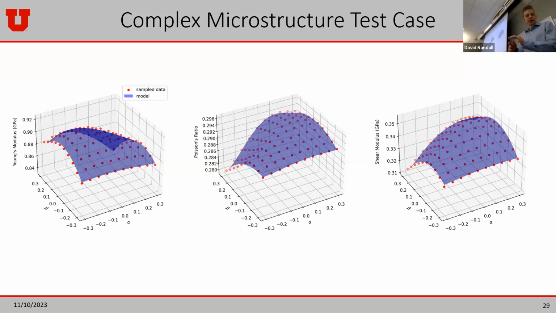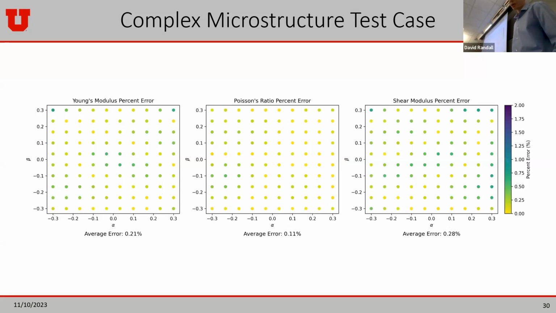And you can see that the data fits relatively well, but it's hard to get a quantitative understanding of that. So this plot shows the relative percent difference between the predicted and actual values. And these are in the tens of percents, as you can see here. And the average errors are listed below each plot.